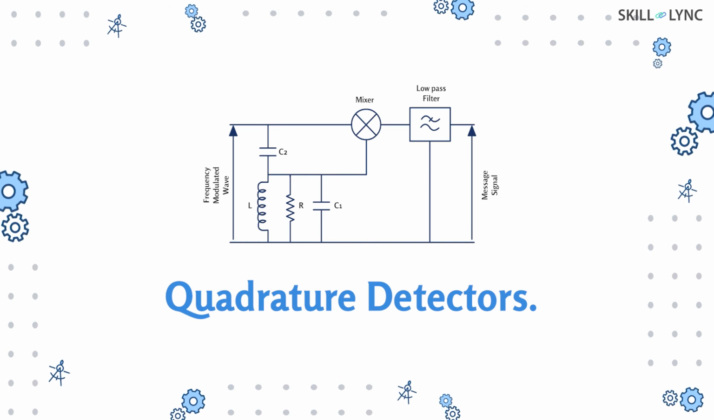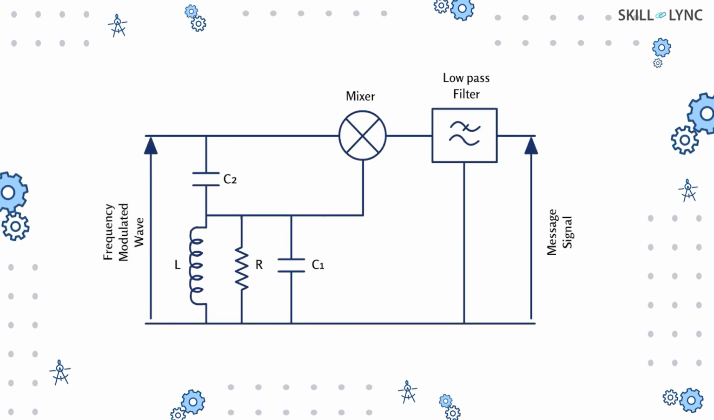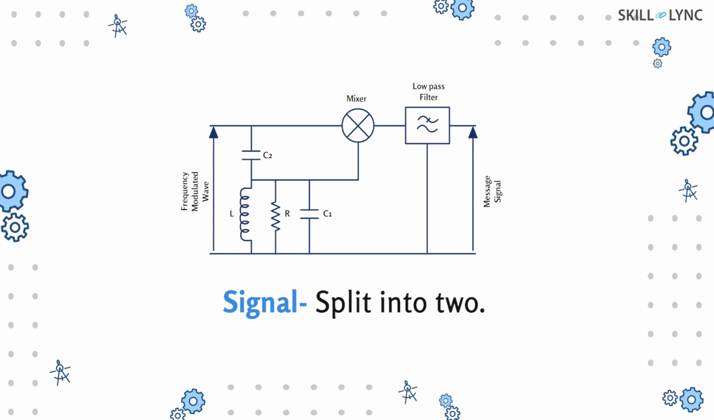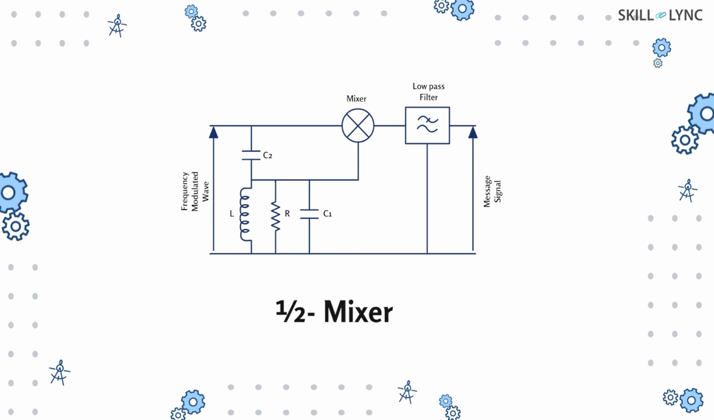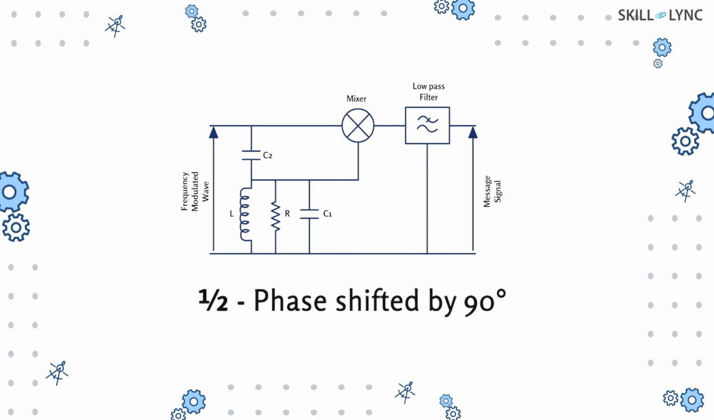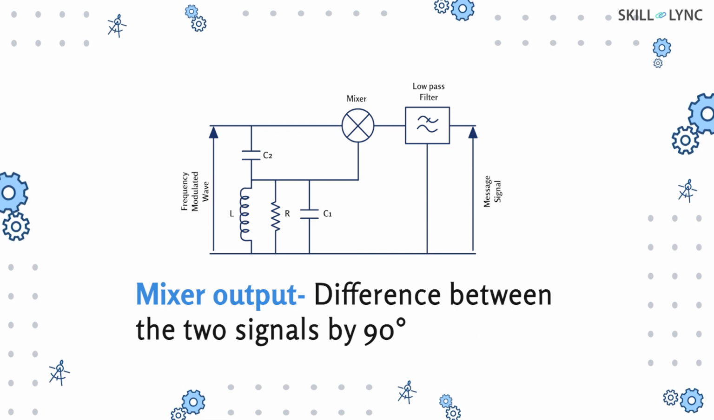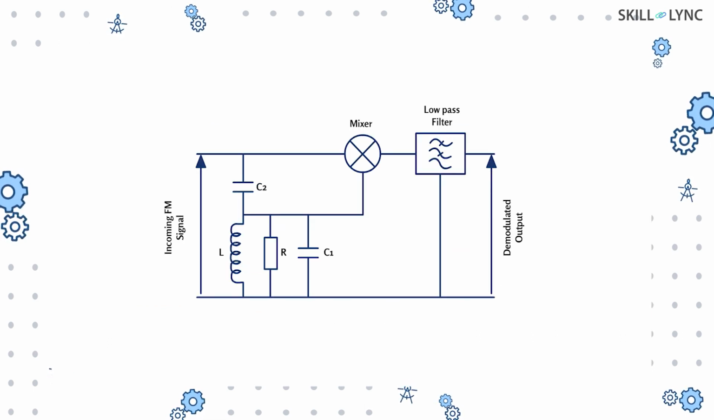Finally, we have the quadrature detectors. The circuit diagram of quadrature detectors looks like this. In quadrature detectors, the signal is split into two. One half of the signal directly enters the mixer, while the other half is phase shifted by 90 degrees. This phase shifting is done by an inductor, resistor and capacitor circuit, and then it enters the mixer. The output from the mixer is the difference between the phase of the two signals. The quadrature detector has the advantage that it can work with fairly low input levels of around 100 mV.